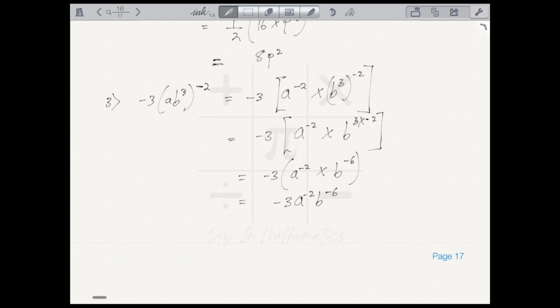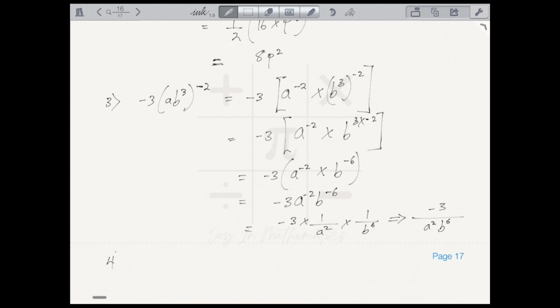Now we see that these ones, powers of minus 2 and powers of minus 6, are negative indices. So we can rewrite them as minus 3 times 1 over a raised to the power 2 times 1 over b raised to the power 6, which can be written as minus 3 over a squared b raised to the power 6.